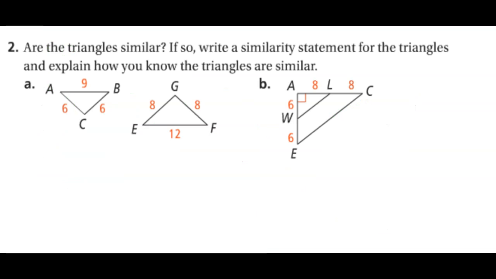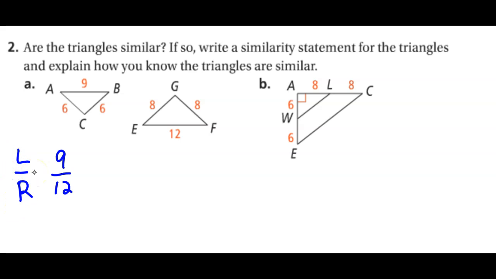Let's try these out. It says, are the triangles similar? If so, write a similarity statement for the triangles and explain how you know the triangles are similar. So first, before we try to write the similarity statement, let's look at this first 2 right here that are set up. So I know that as far as corresponding sides go, the longest side corresponds to the longest side in the triangle. So I'm going to write 9 over 12. This is writing the parts of the triangle on the left over parts of the triangle on the right.